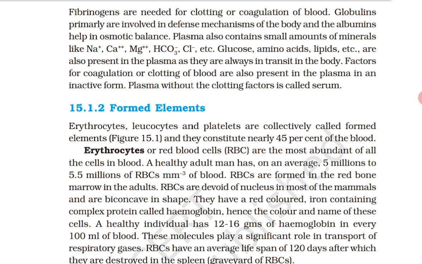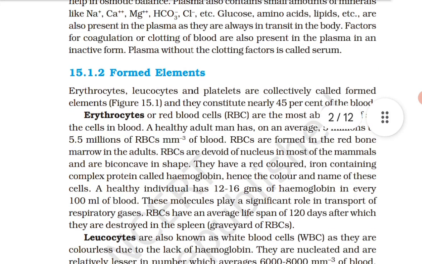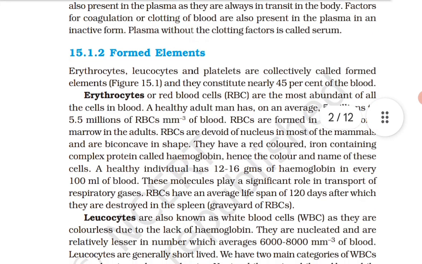Next is formed elements. Erythrocytes, leukocytes and platelets are collectively called formed elements, and they constitute nearly 45% of the blood. Erythrocytes or red blood cells, RBC, are the most abundant of all the cells in blood. A healthy adult man has on average 5 million to 5.5 million RBC per mm³ of blood.